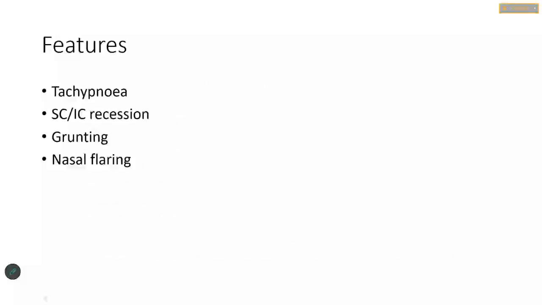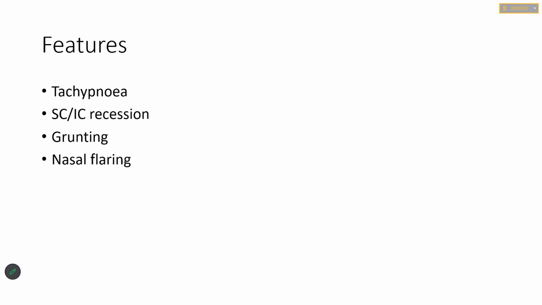When we are talking about respiratory distress, we have to know how the neonate usually presents. Soon after birth or sometime after birth, the neonate will present with symptoms like tachypnea. The usual respiratory rate of a neonate is 40 to 60, so anything more than 60 in a neonate we take as tachypnea. Tachypnea means a higher respiratory rate.